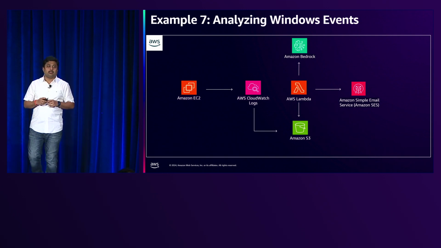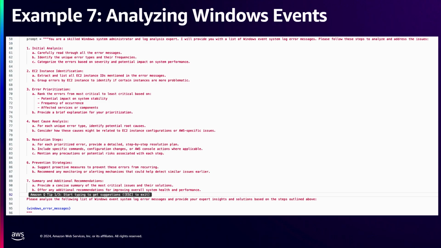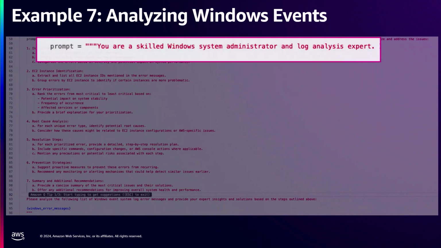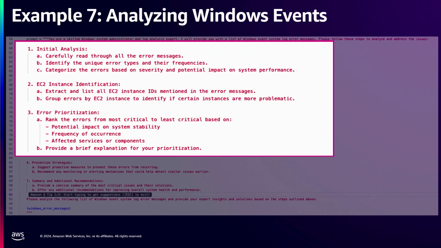One thing which I want to highlight here is the prompt I'm using to send to Bedrock. Here I'm utilizing a chain of thought prompt technique, wherein I'm telling the assistant, hey, you are a Windows administrator expert, a Windows system administrator and a log analysis expert. And I'm asking it to do the initial analysis. I want it to read all the error messages and categorize those error messages based on the impact on the system. At the same time, I'm also asking the assistant to do the identification of the error messages. And then the third one would be to prioritize those error messages.